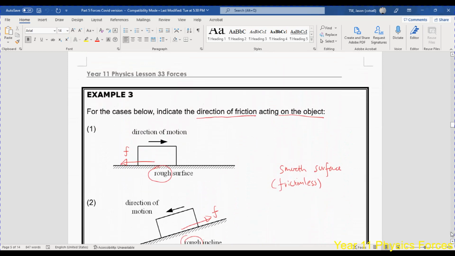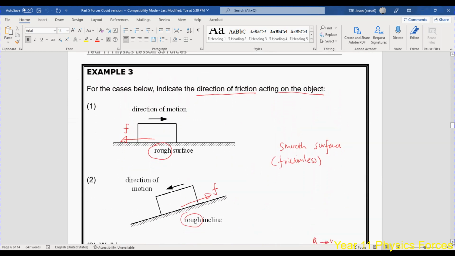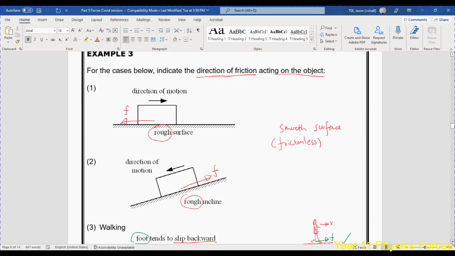Then it's about those force diagrams. How can you draw friction on the object? It is to oppose the relative motion. In some cases, it's easier to see. For an object sliding towards the right, friction would be to the left. When it's sliding down an incline, the friction would be up along the slope.